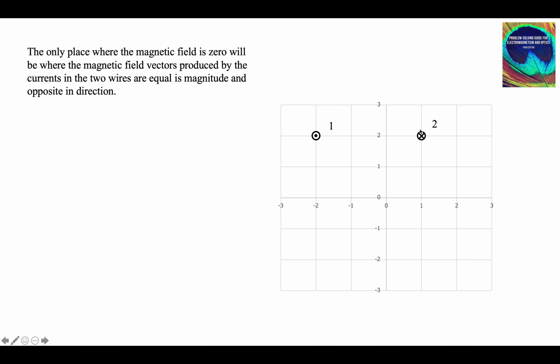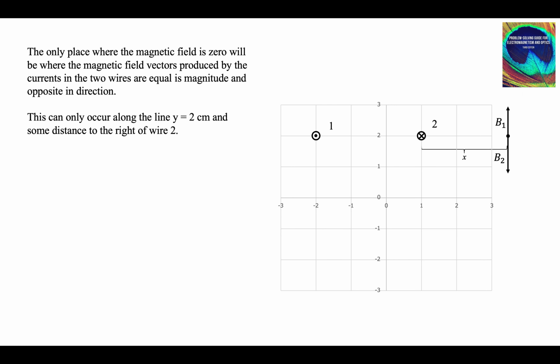So this wire, put your thumb into the page, it produces a field down. This wire, wire 1, produces a field out of the page, up here. So this wire produces a field up. This wire produces a field down. At some distance, they're going to have equal magnitudes. Somewhere over here, some distance x. So here's the B from wire 1, it's up. Here's the B from wire 2, it's down.